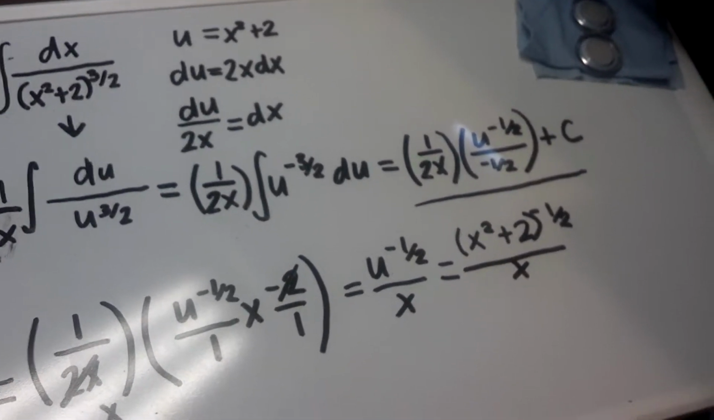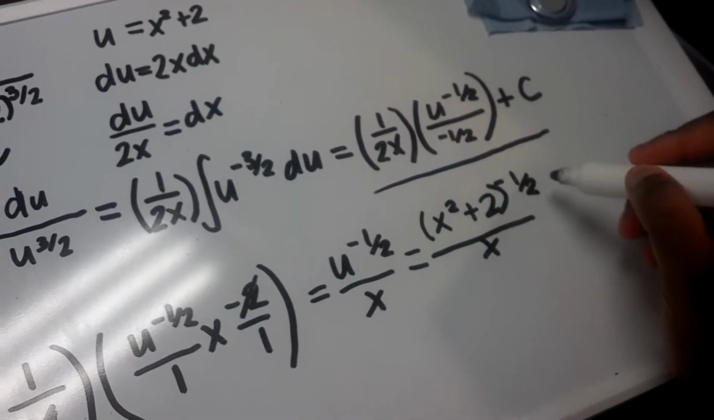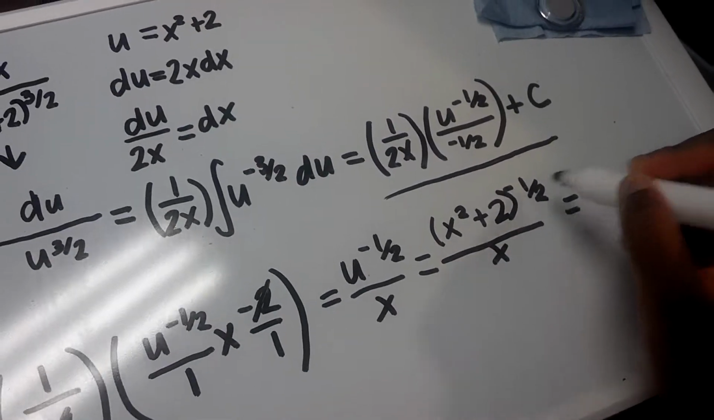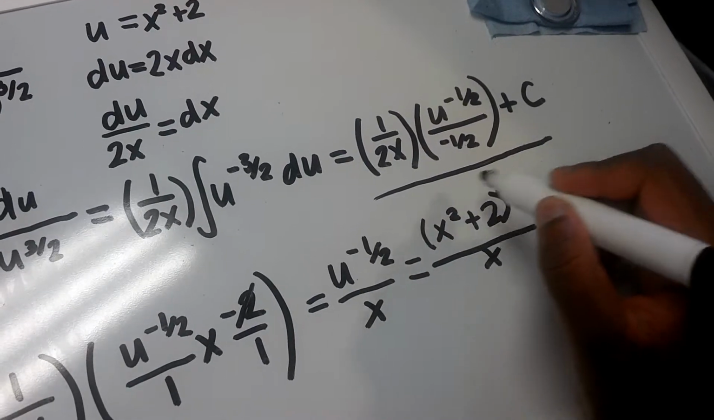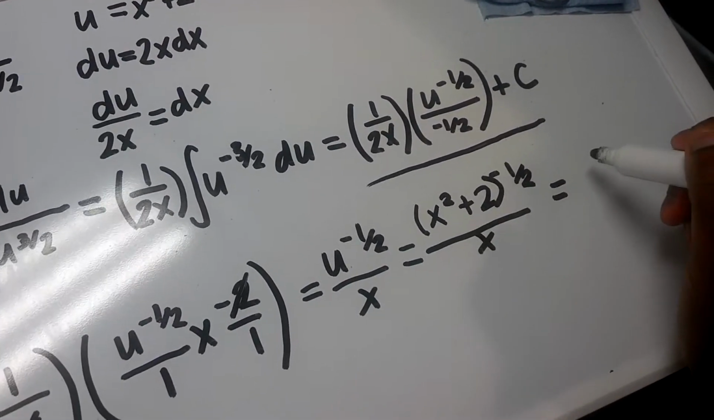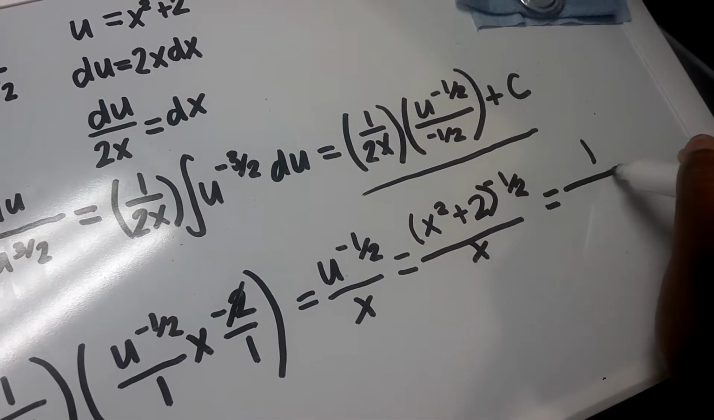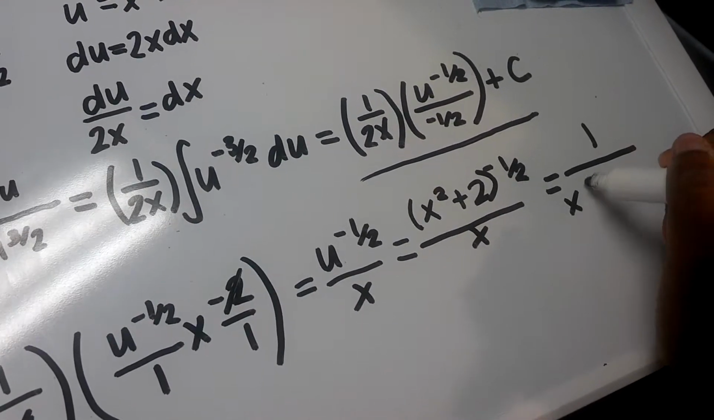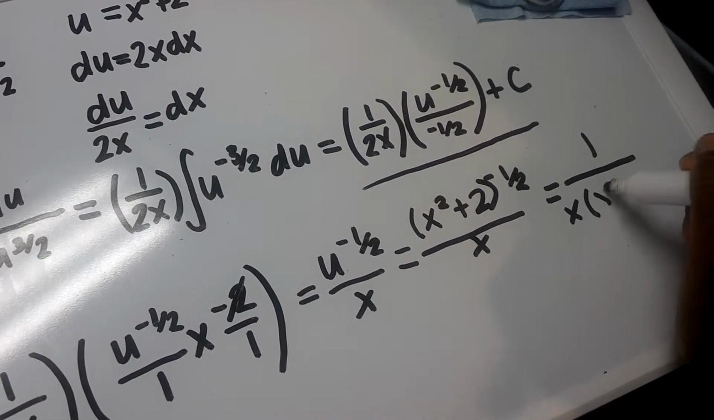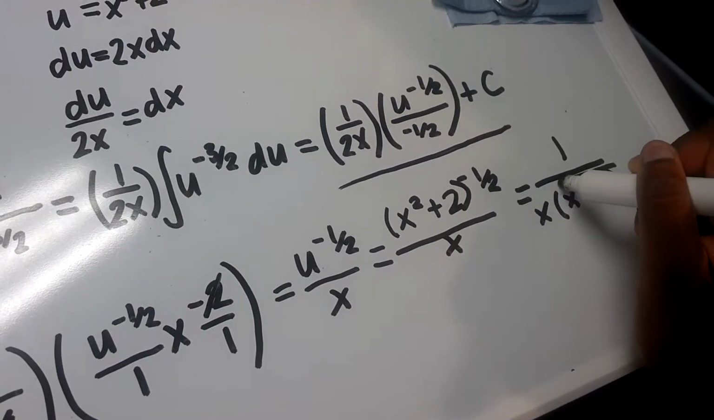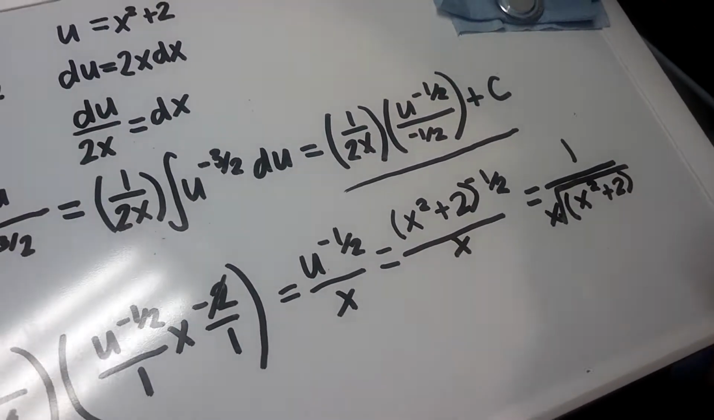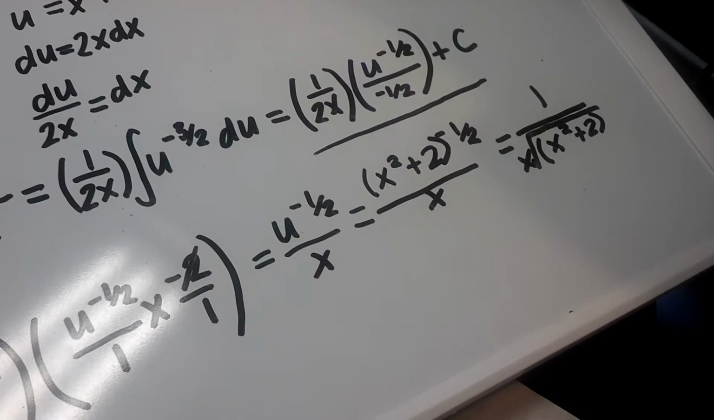But if you even wanted to simplify it more, since this x squared plus 2 is to the negative 1/2, we can bring this whole function down to the bottom. So we'll end up with 1 over x times the square root of x squared plus 2. And that should be our final answer.